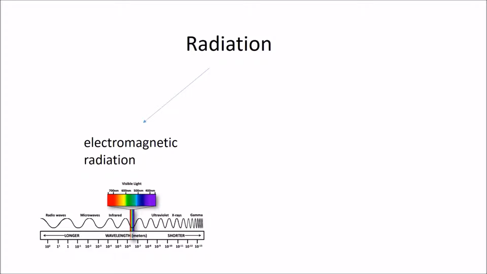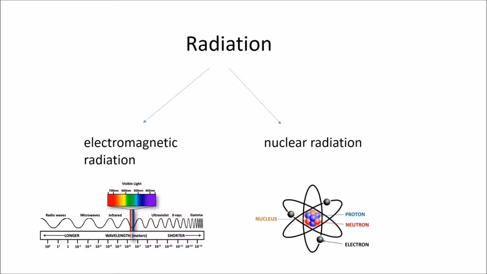So as I said, I'm going to split it into two. I'm going to split it into electromagnetic radiation. Now, electromagnetic radiation is an energy transfer in the form of waves like microwaves or infrared, visible light, and so on. I'm not going to spend any more time on this because I've made a video on it. All you need to do is click on the link above and you can find out lots more about electromagnetic radiation. The other type is nuclear radiation, so called because it comes from the nucleus of the atom.